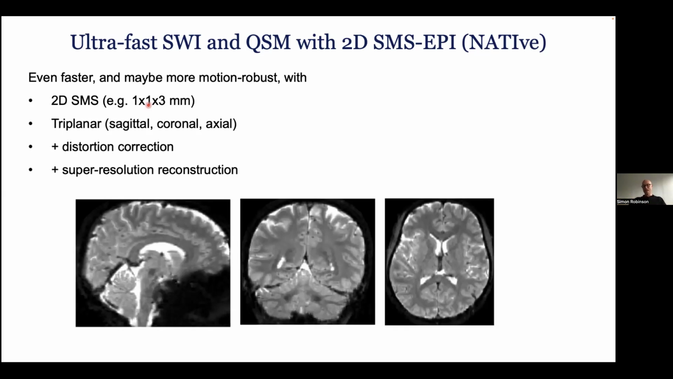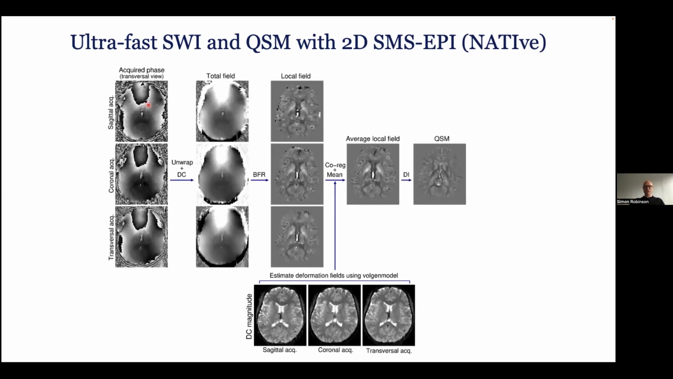So I've shown you the magnitude image here, but let's look at the phase data. For QSM, we have to pick at what point we combine these phase images in this processing scheme. So we unwrap the phase data and do a distortion correction, and then do background field correction to get the local field in each of these orientations. That's what we work with further, doing the co-registration and the mean, and then the dipole inversion to generate QSM.